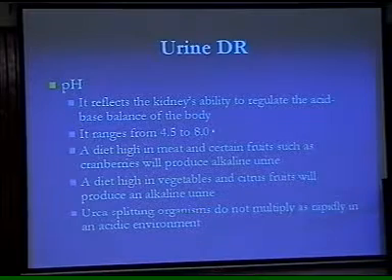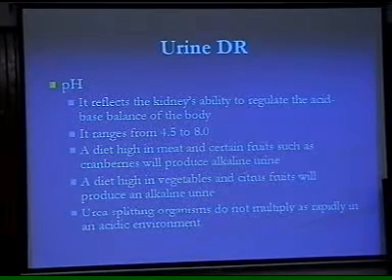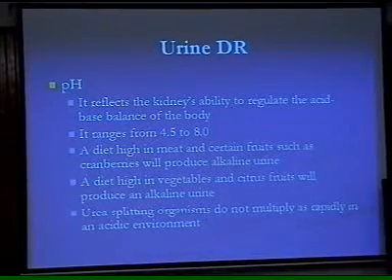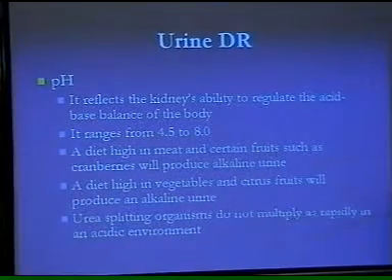Normal urine pH is 4.5 to 8, and basically if there is an acidosis, the urine will be more acidotic, and if the patient has alkalosis, the urine will be more alkalotic.